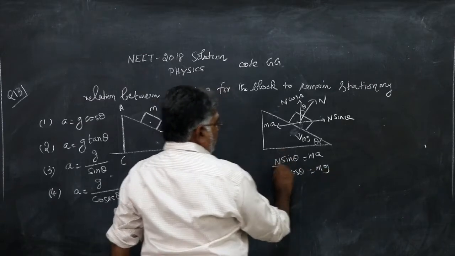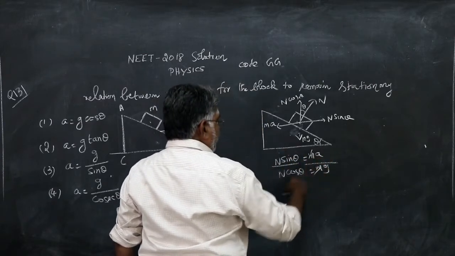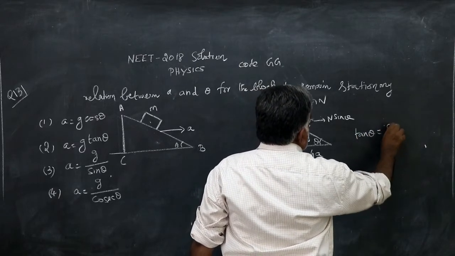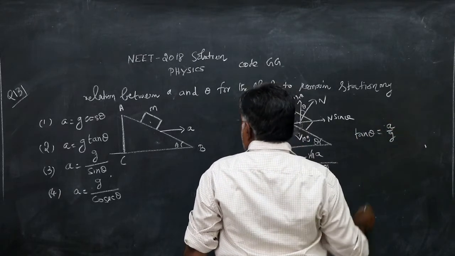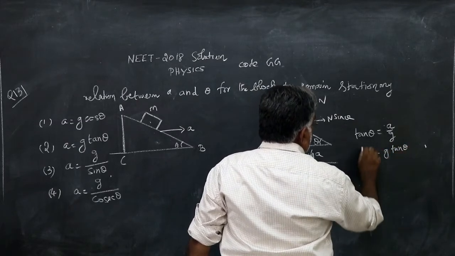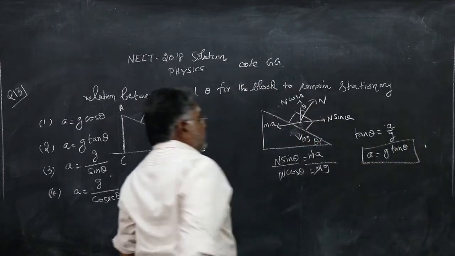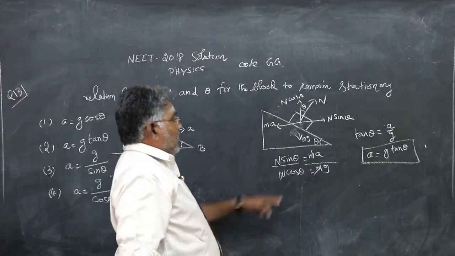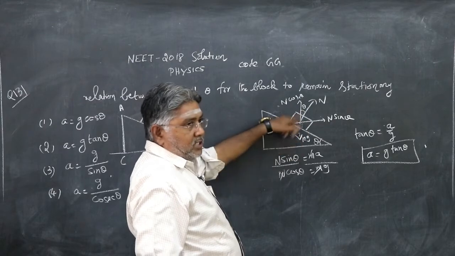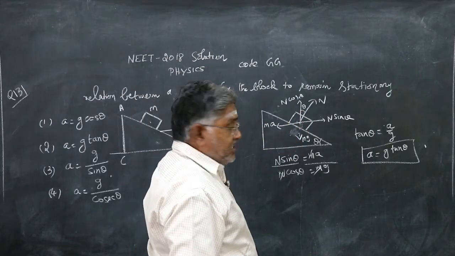Divide. m will go, N will go, tan theta equal to a by g. Therefore a equal to g tan theta. This is theta, that will be theta. To show that only, I just drew two lines and I have explained.